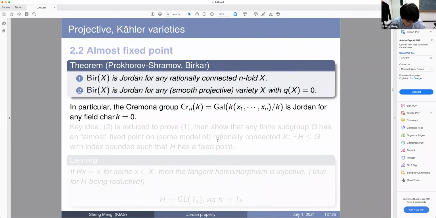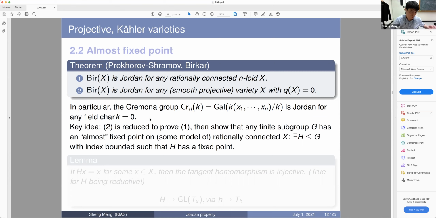There is another very nice trick dealing with the Jordan property, which is quite related to geometry, called almost fixed point, first dealt with by Prokhorov and Shramov, and later by a famous result of Birkar. Together they show that the birational automorphism group of any rationally connected variety has the Jordan property, and more generally, the birational automorphism group of any projective variety with irregularity 0 has the Jordan property. In particular, the Cremona group, which can be viewed as the Galois group of k(x1,...,xn) in n variables over k, has the Jordan property. But here we also need k equal to 0 characteristic.